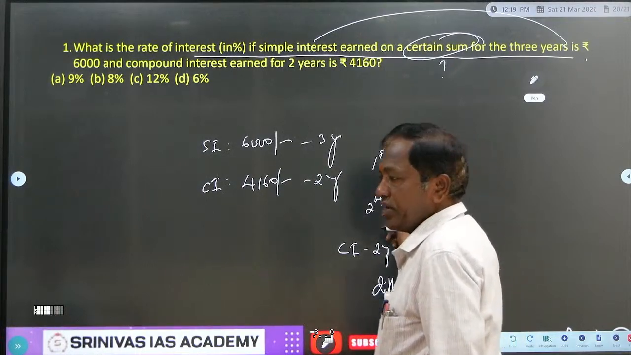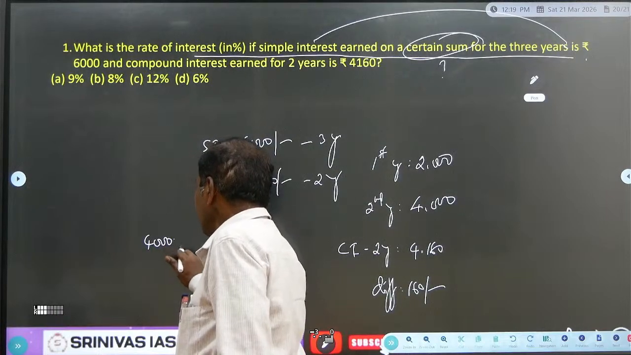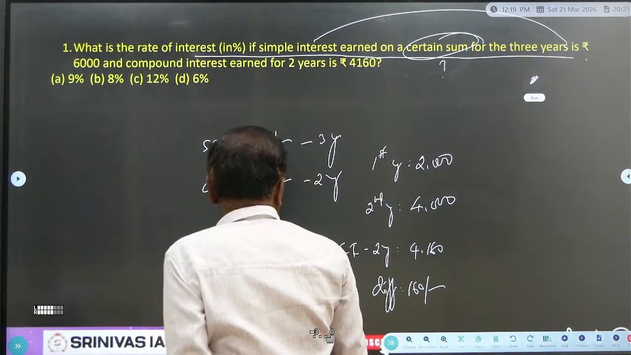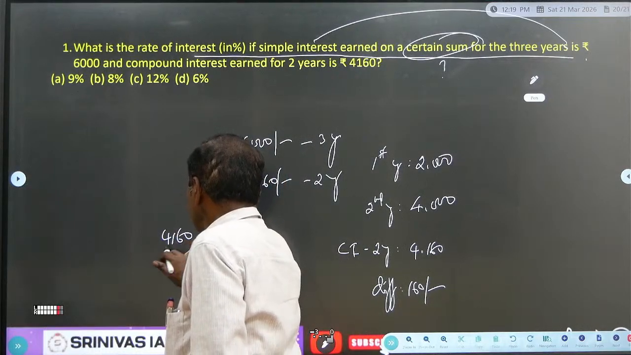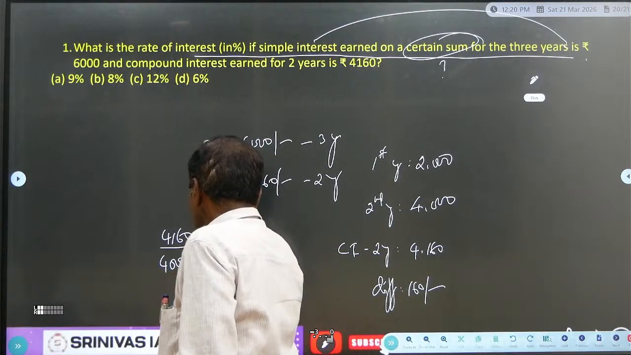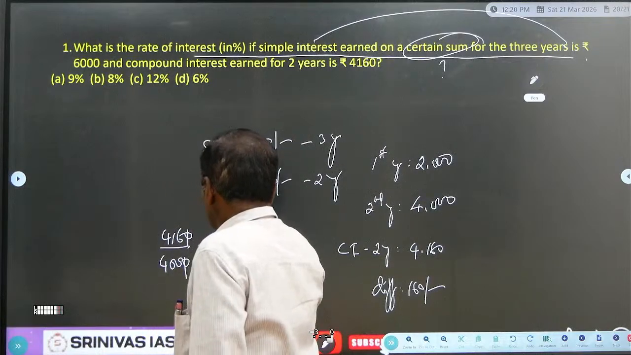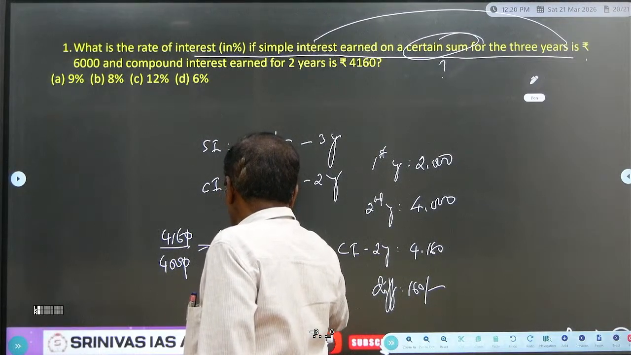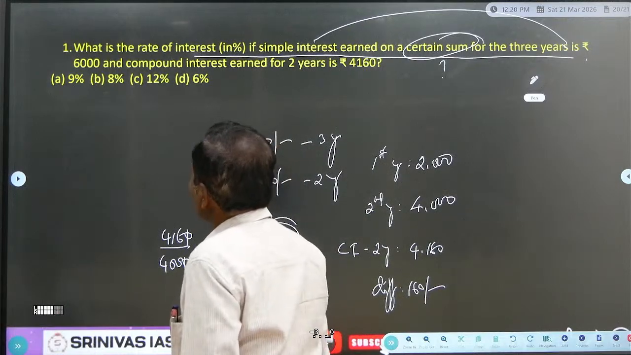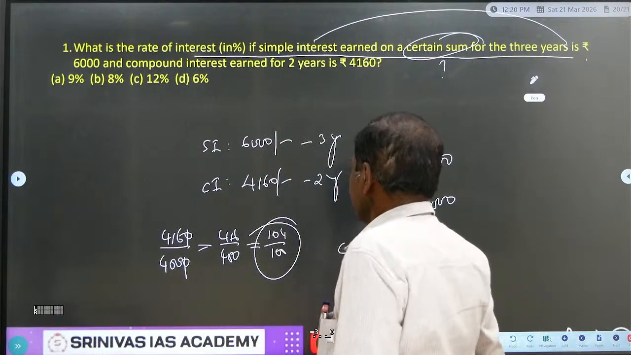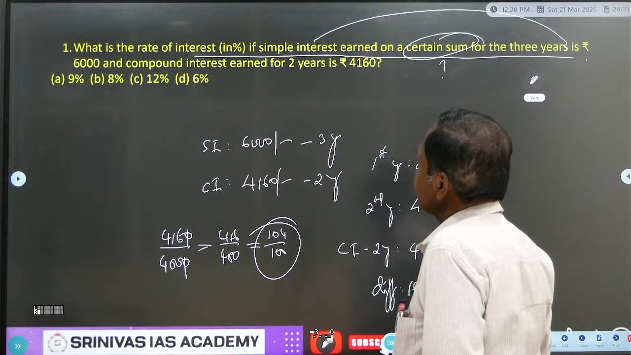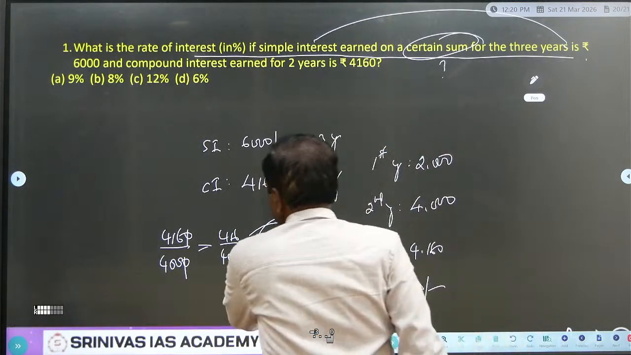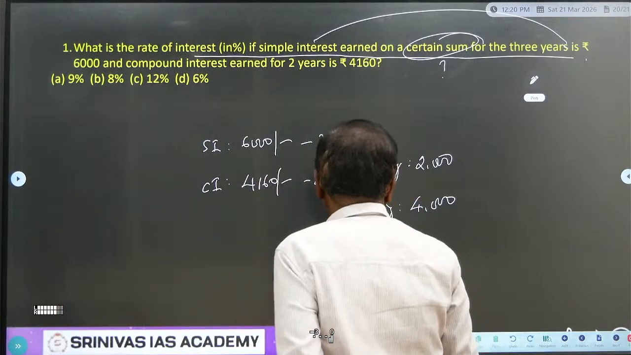You can take this as the principal money. You want to know the rate of interest, no? 4160 by 4000 you can take. The zeros cancel, and 416 by 400 gives the rate of interest as 4%. But a 4% option is not there. What can be done? This method is not possible.